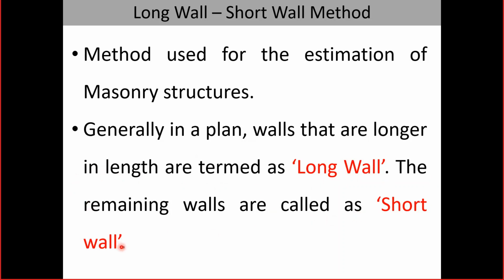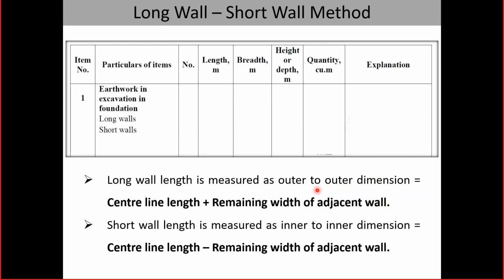It need not be, as I told you, a horizontal wall or vertical wall, right? In the plan view, we usually end up considering horizontal walls as long walls and the vertical walls as short walls. No, let's not do that. Let's always go with one methodology: the longer walls are termed as long walls in terms of length, and the remaining walls are considered short walls. So how to consider this long wall short wall method?